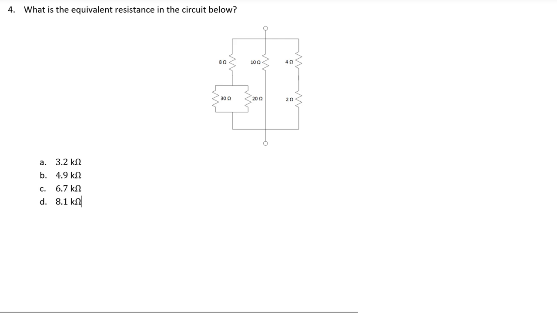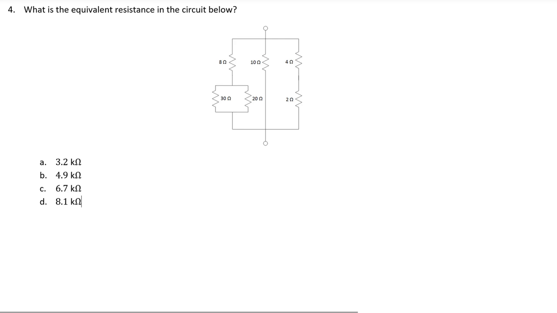First of all, let's look at the resistors on the far right. On the far right, we have two resistors that are in series, two resistors that are directly connected to one another, a 4 ohm resistor and a 2 ohm resistor. Both of these resistors are in parallel with the 10 ohm resistor in the middle branch. Likewise, the 4 ohm and the 2 ohm resistors and this 10 ohm resistor are in parallel with the 3 resistors on the left.